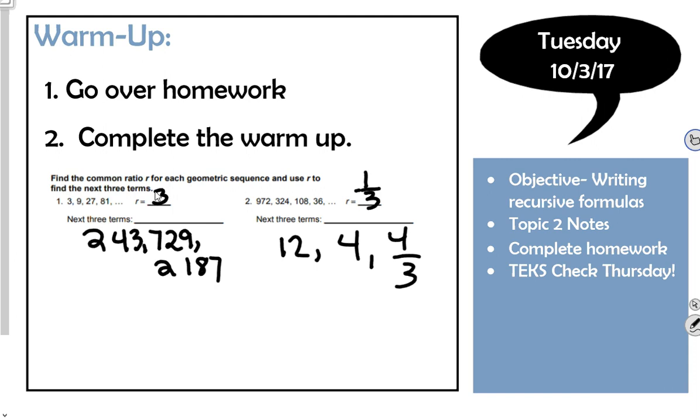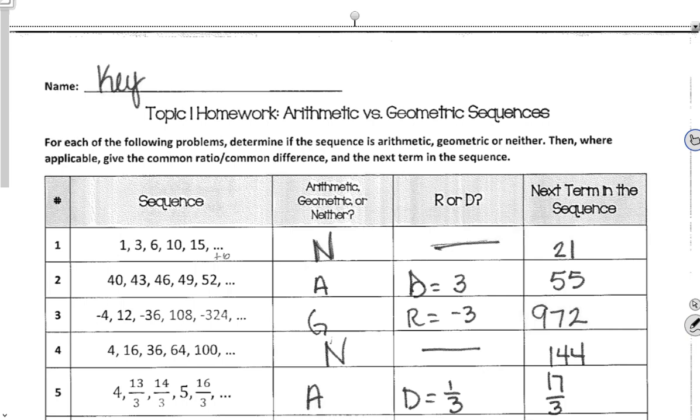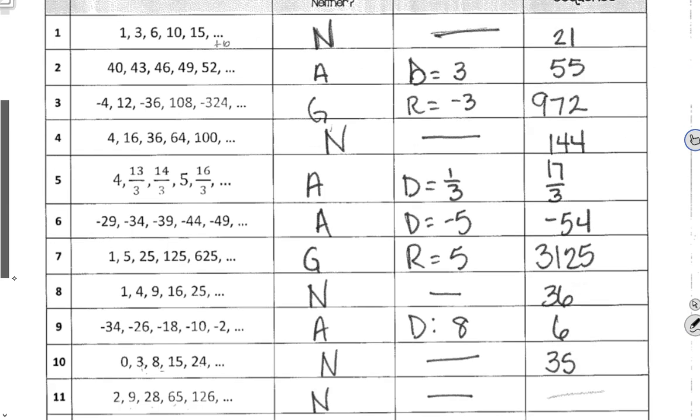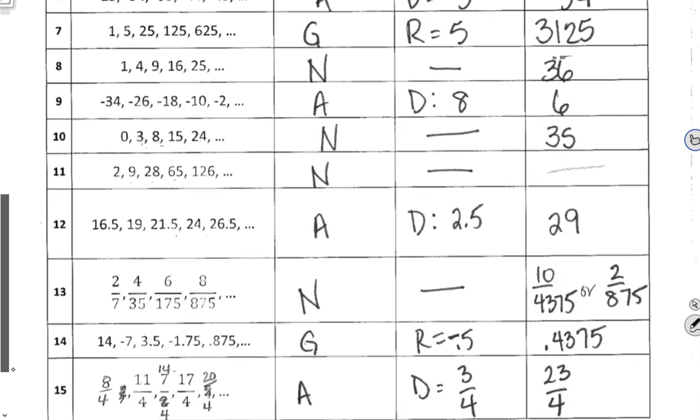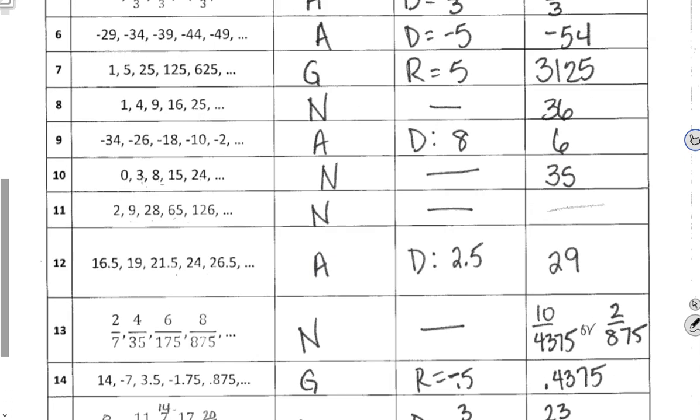Okay, last night's homework, I have left you the key, so you are free to scroll through and check your answers. Notice that I did fill in the next term, even if there was an N, if I could figure out the pattern. So if you couldn't figure that out and you left it blank where you have an N for arithmetic or geometric, it's okay. I will check these when I get back tomorrow.